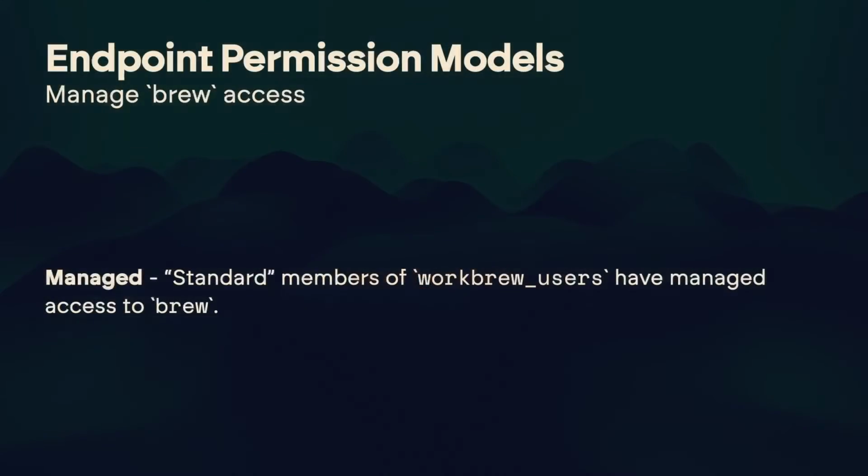The second model for permissions on the endpoint is managed. This is when a standard user is a member of the Workbrew users group on the device. Then they have managed access to Brew. What this means is that when they execute Brew, it will execute the Workbrew wrapper, our secure CLI, that basically enforces all your policies. It makes sure that the end user conforms to the security and compliance settings of your organization.